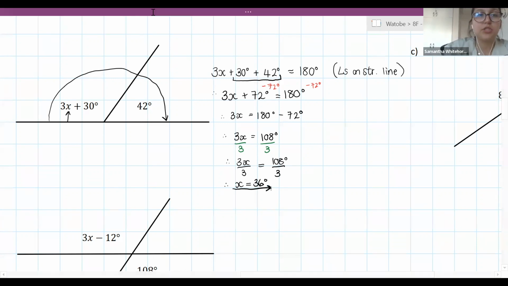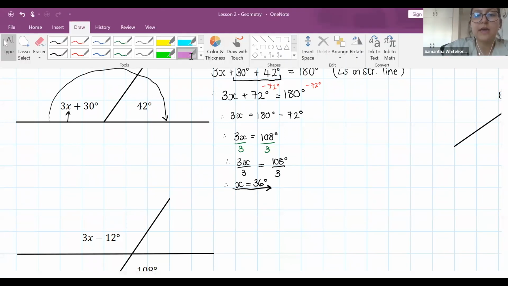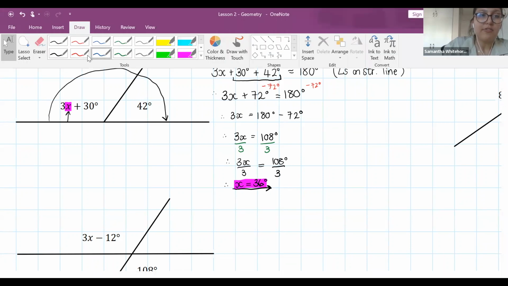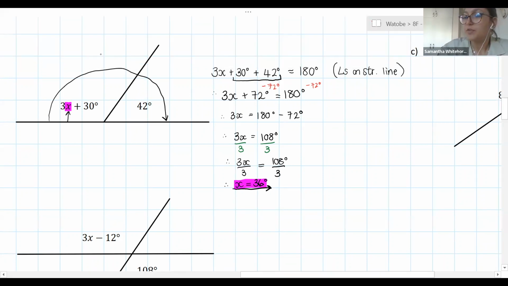We can always go and double check ourselves, and this is quite similar to equations, by taking our answer for x that we got and substituting it back into the angle that had the x in it. So if I substitute it back in, 3 times 36 is 108 plus 30 is 138. And then we've got 42 degrees. And if we add 138 and 42, we get 180, which is what we know those two angles on a straight line should add up to. And so through using our geometry reasons, we have gotten the correct value of x.